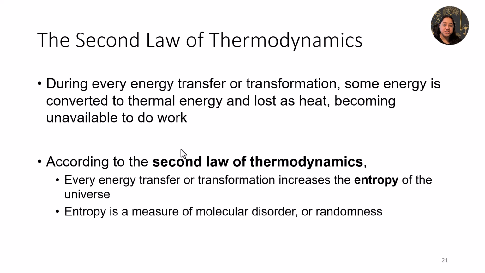During every energy transfer or transformation, some energy is converted to thermal energy and lost as heat, becoming unavailable to do work. So it's not destroyed, but it's in the form of thermal energy and won't be available to do work. According to the second law of thermodynamics, every energy transfer or transformation increases the entropy of the universe. And entropy is a measure of molecular disorder or randomness.